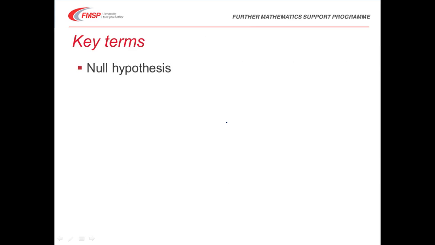So some key vocabulary that you need to know. The null hypothesis, this is the status quo, this is the situation that you have to start with. Generally speaking, in the question, there will be just one probability given, and that's what you go with for the null hypothesis.